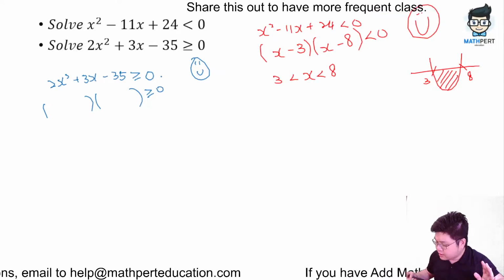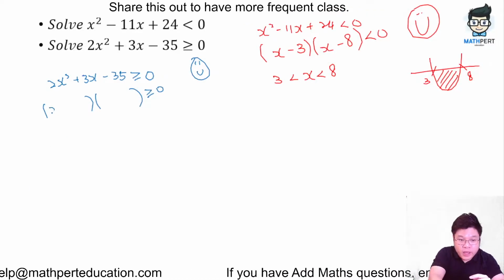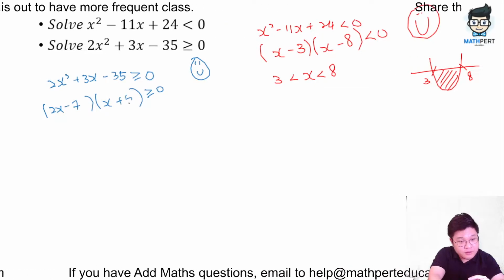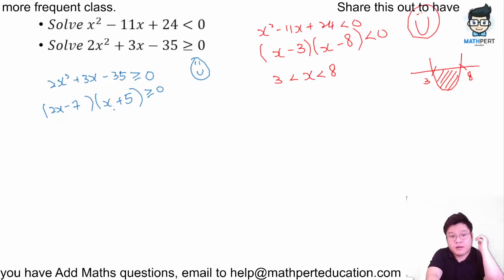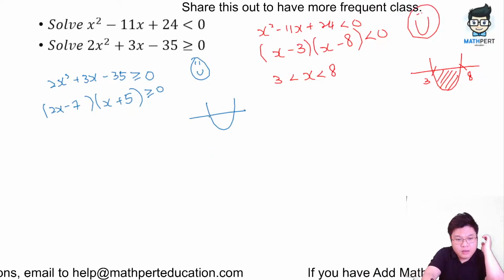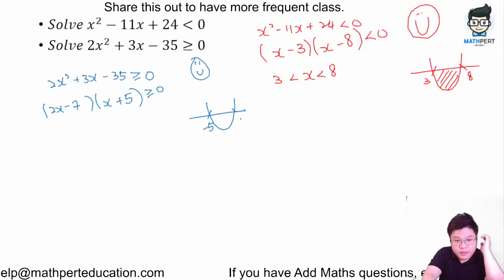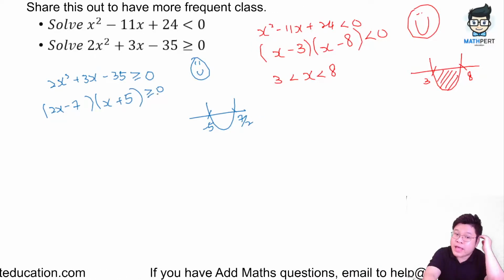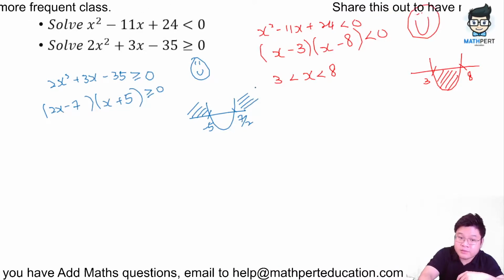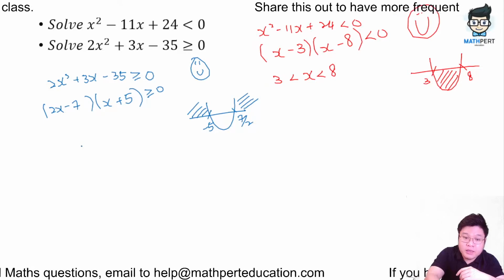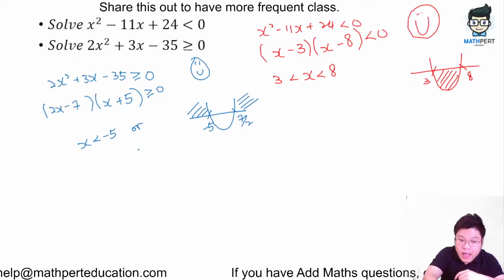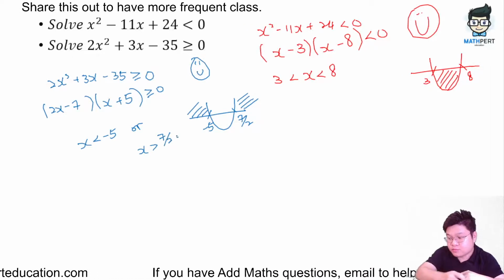So for this one, it will be 2x times x, negative 7 plus 5. Or of course you can use your calculator. So this will be negative 5, and this will be 7 over 2. More than or equal to 0 means on top, these two parts. Meaning x is less than or equal to negative 5 or x is greater than or equal to 7 over 2.